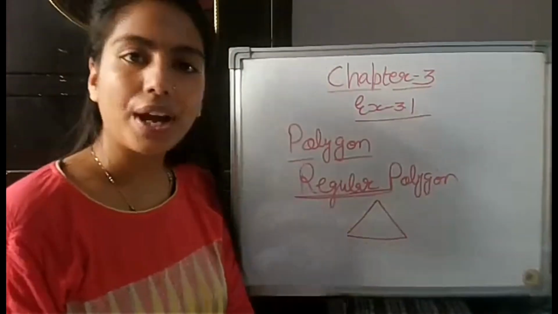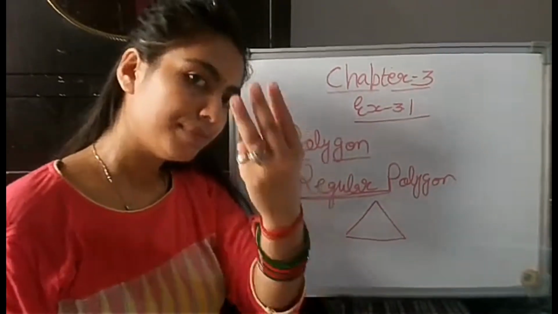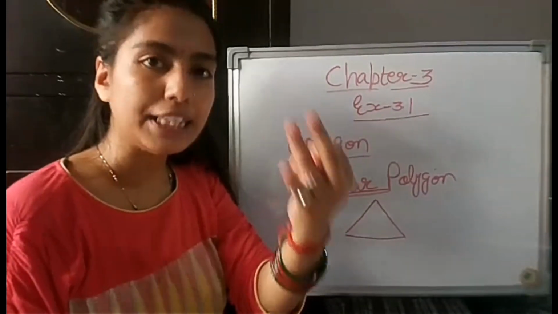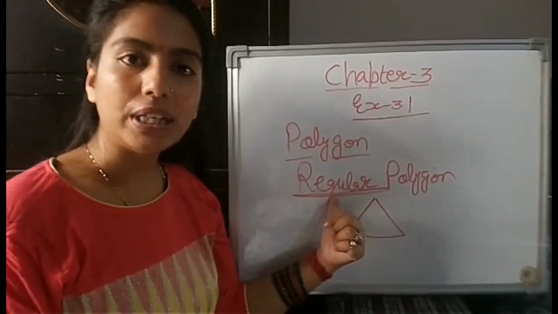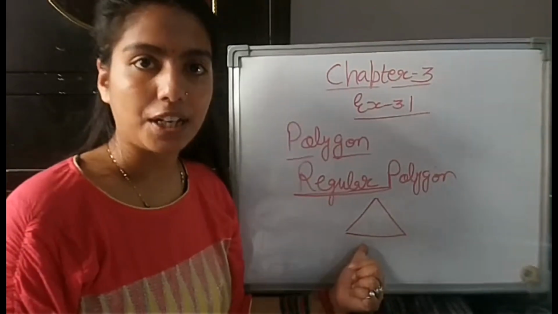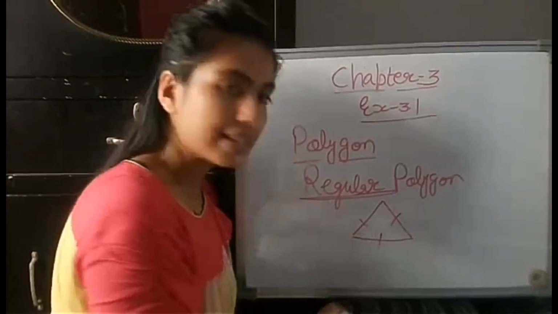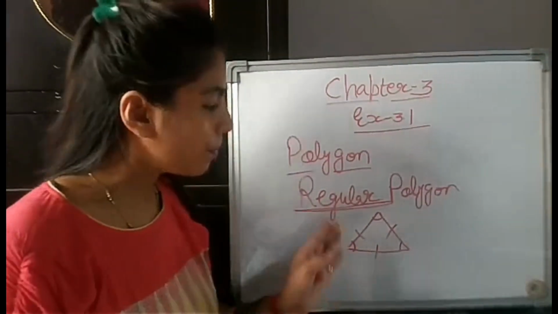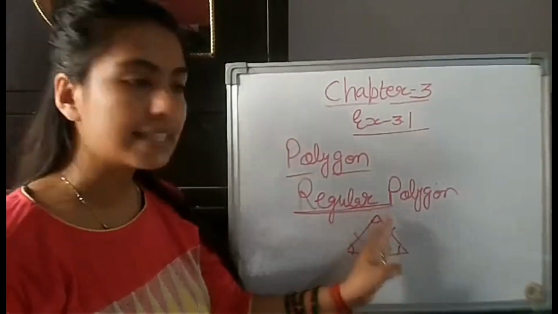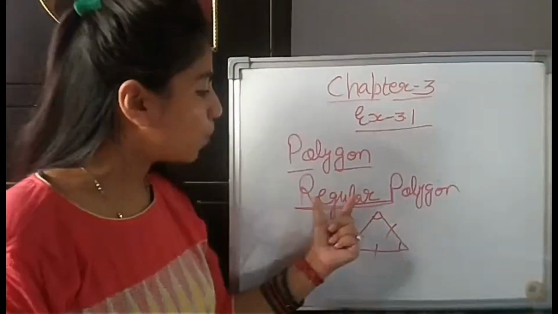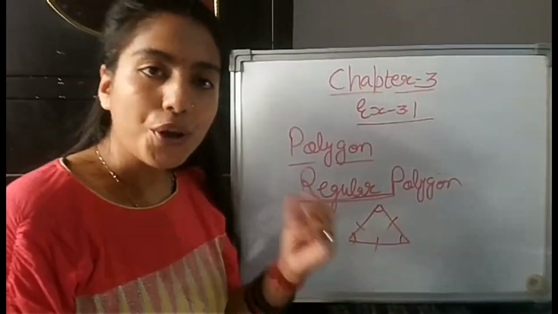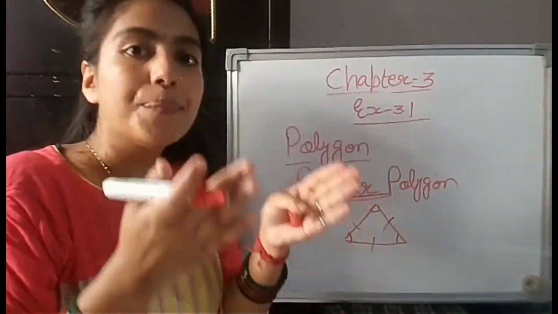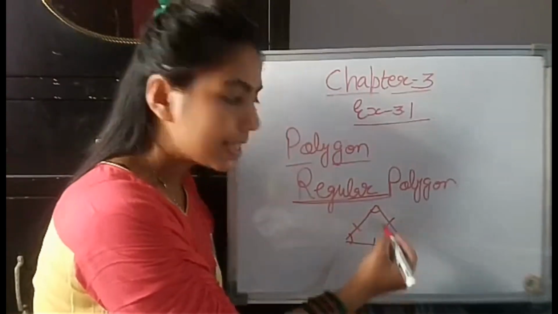For example, the triangle I took. Triangle has three types: isosceles, scalene and equilateral triangle. So in regular polygon we'll deal with the equilateral triangle, because in this all the sides are the same and all the angles are the same, that is 60 degrees. You know the sum of the angles of a triangle is 180 degrees, so each angle is 60 degrees. So an equilateral triangle is called a regular polygon, or you can say any polygon having the same sides and the same angles.